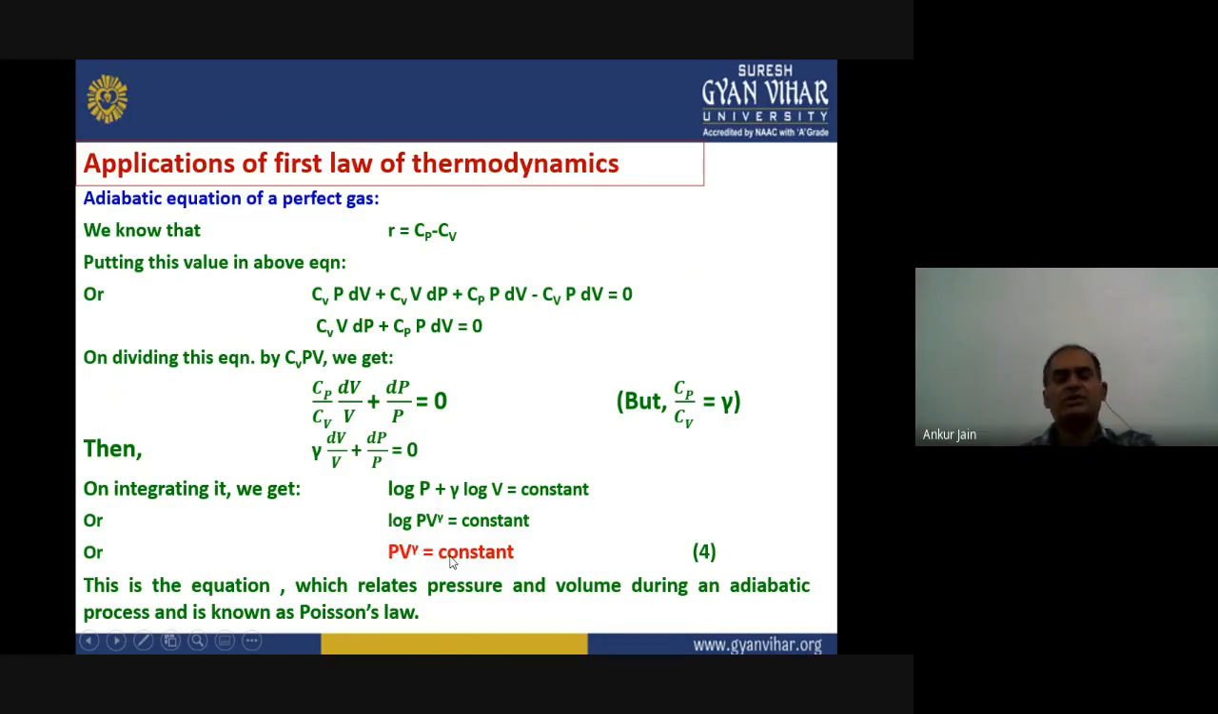equals constant. This is the equation which we have earlier derived, and it gives the relationship between the pressure and volume during the adiabatic process, and this law is known as Poisson's law. We can represent this equation in terms of pressure and temperature, and volume and temperature, by using the ideal gas law.